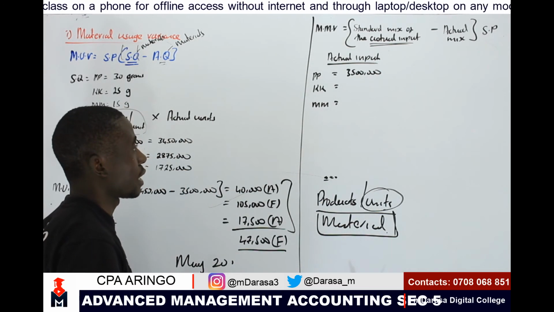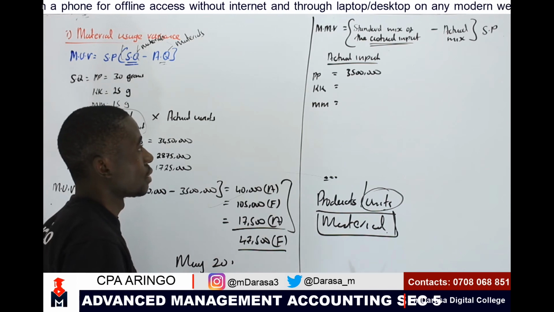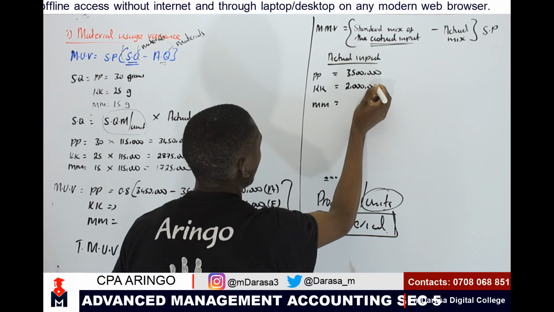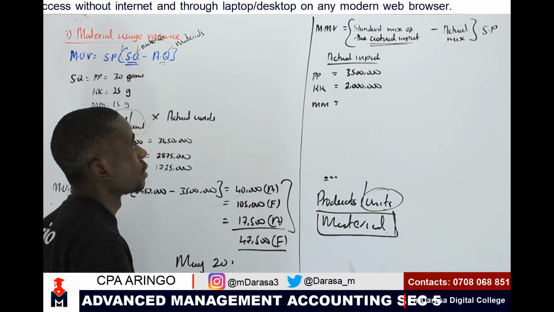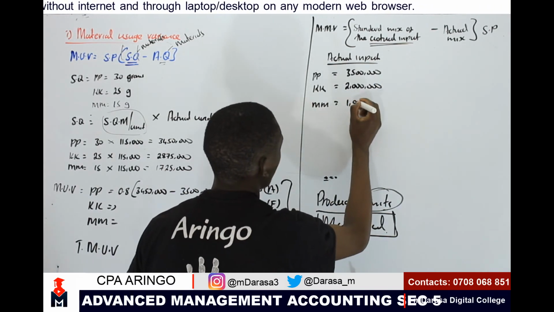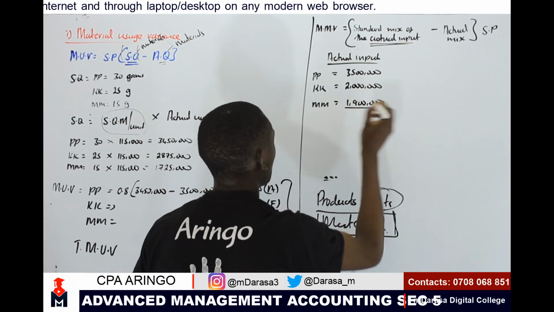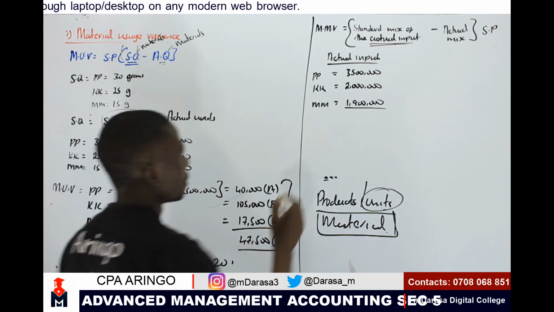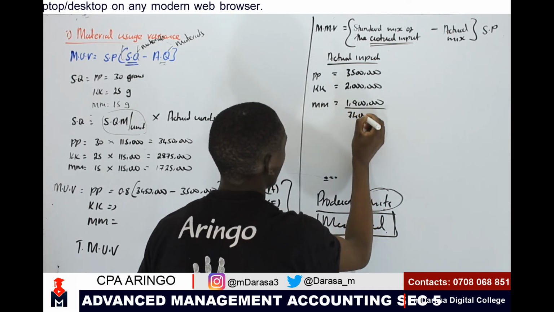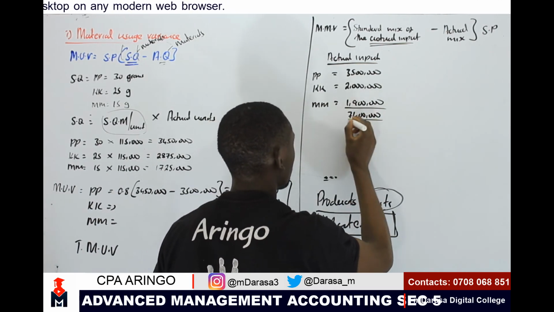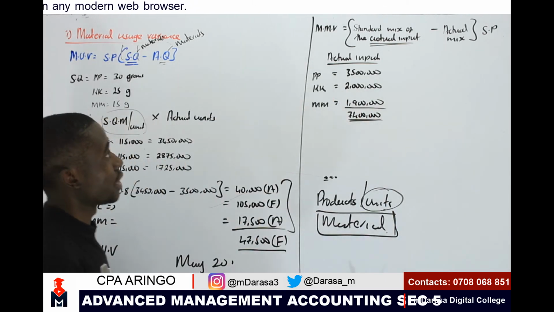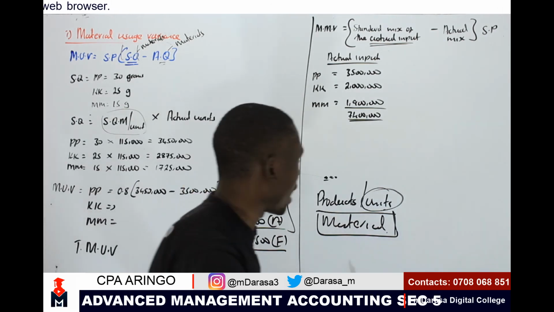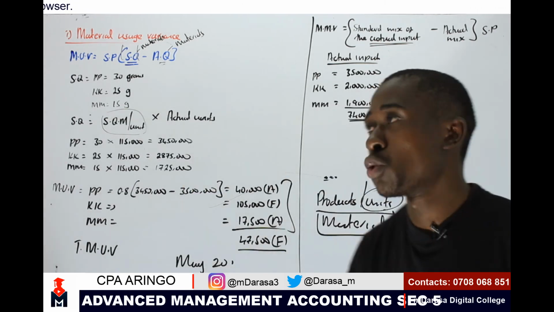3,500,000 units PP, right? KK? 2 million. MM? 1.9. Total actual input, 7.4. Grams, right? So in that case, we have determined the actual input.